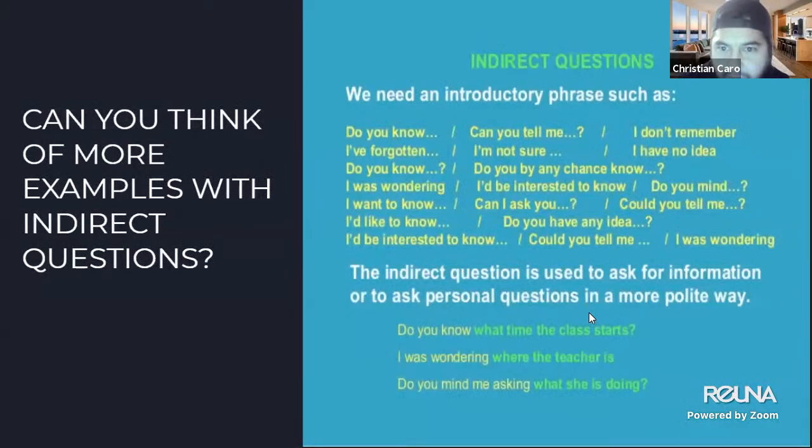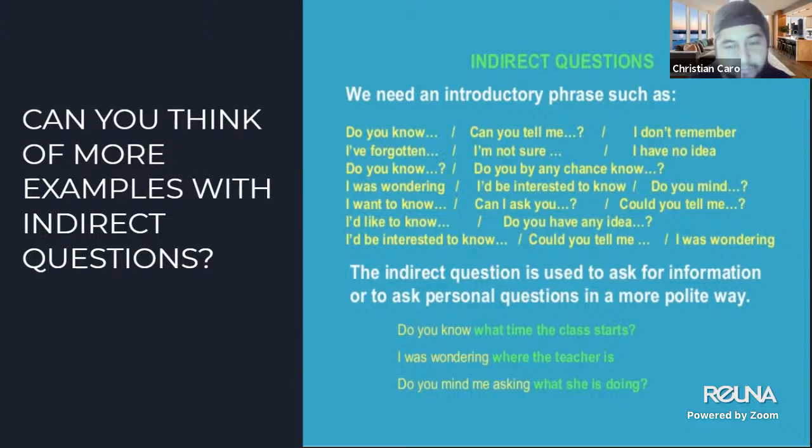And what else here? We got more examples of a lot of opening phrases in this case. Like, do you know, I've forgotten, do you know, etc. So what we can do right now is the following thing.